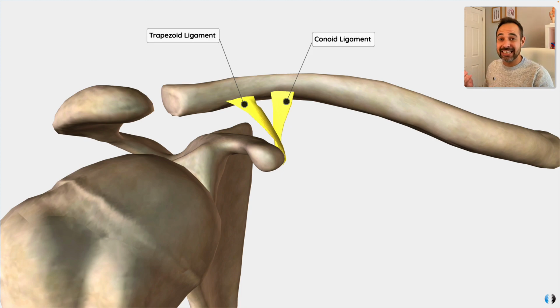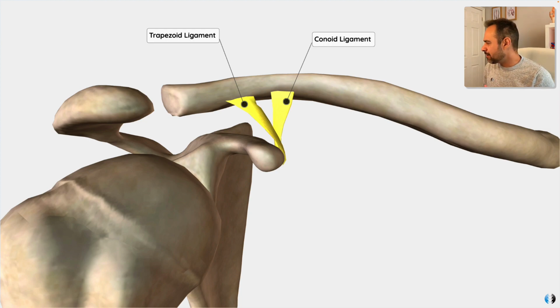Now here we can see these ligaments in a little bit of a better view, and you can see how they clearly attach to that coracoid process and how they effectively hold the collarbone or clavicle down to the scapula so that it creates that joint right here between the acromion and the clavicle, the ACJ.